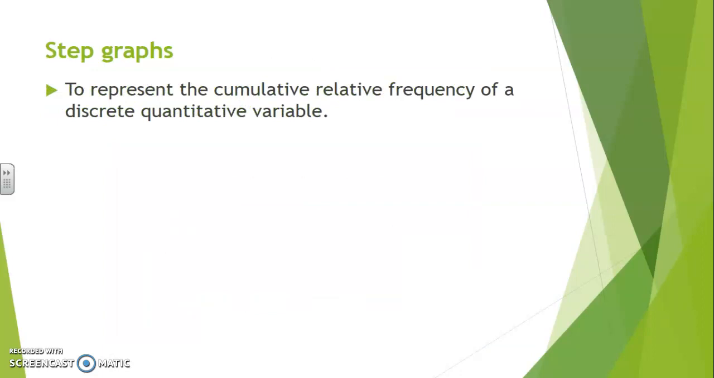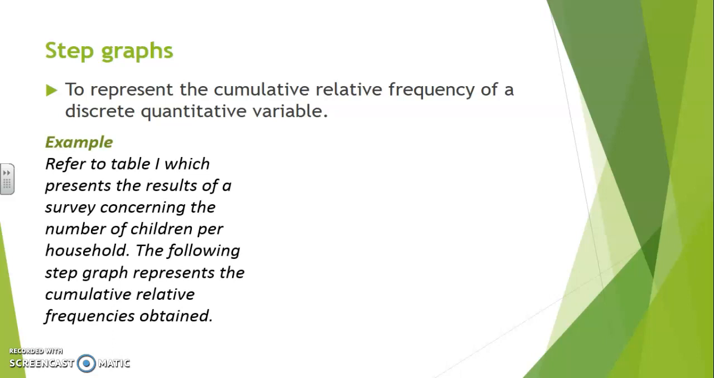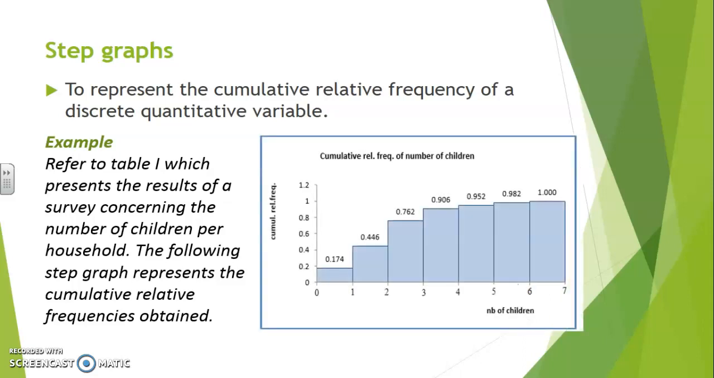Step graphs can be used to represent the cumulative relative frequencies. So here we're seeing the evolution of how many elements or what proportion of elements have been counted. So referring again back to the number of children per household, the cumulative relative frequency would create steps. So no children consists of 17.4% of the sample size. But then when you include no children or 1 child, the proportion goes up to 44.6. And the steps are there for the accumulation of the observed data.